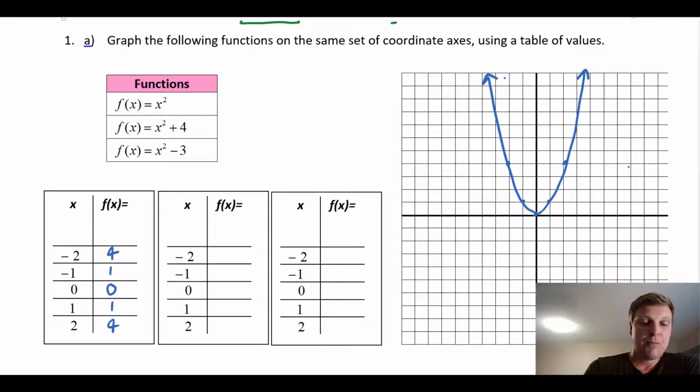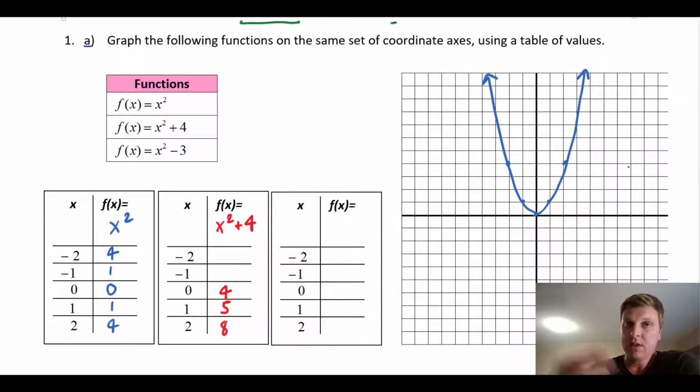And so that's my basic parabola, f of x equal to x squared. What happens if I have f of x equal to x squared plus 4? Well, 0 squared is 0, plus 4 is 4. 1 squared is 1, plus 4 is 5. 2 squared is 4, plus 4 is 8. And we're going to get this symmetry again, where negative 1 squared is 1, plus 4 is 5. Negative 2 squared is 4, plus 4 is 8.